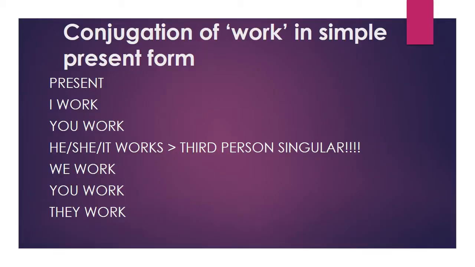So the conjugation of the verb work in the simple present form. I work, you work, but he, she or it works. This is called the third person singular. And here we use the s rule, meaning with he, she and it you add an s to the verb. This is very important. And then we work, you work, and they work.